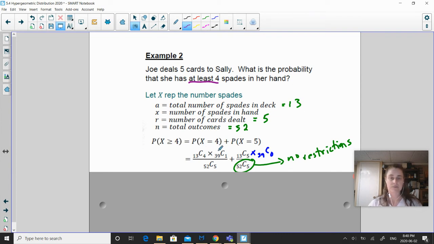You can do 13 plus 39 gets you your 52 in the bottom, and 4 plus the 1 gets you your 5 on the bottom. So that's how you can do a quick check.